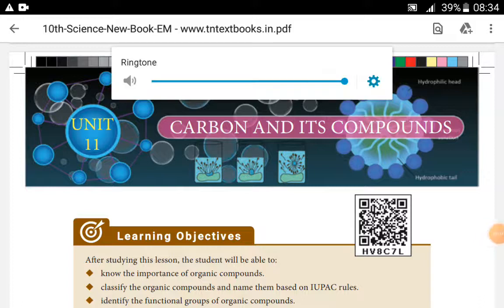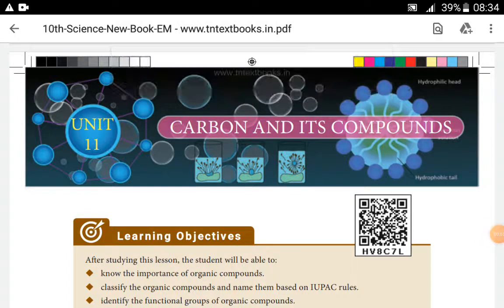Yes, my dear students of 10th standard, nowadays we are discussing Unit 11 Carbon and its Compound in our science book, chemistry portion. Also nowadays we are discussing the textbook evaluation question answers. In the last session we learned about the short answer questions. There are 5 short answer questions in your book.